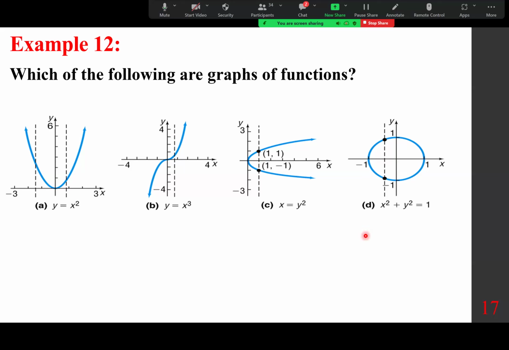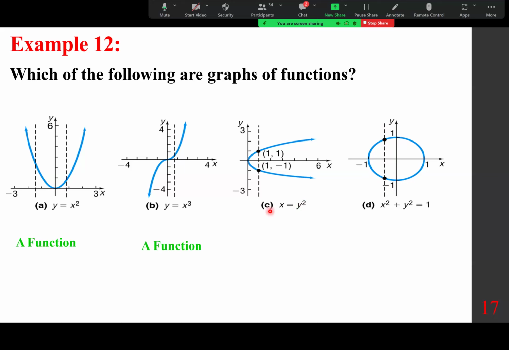This one is clearly not a function. This one is clearly not a function. So yes, this is a function. Y equals x squared is a function.